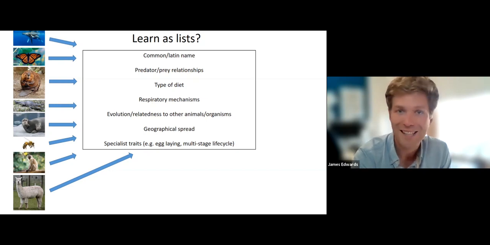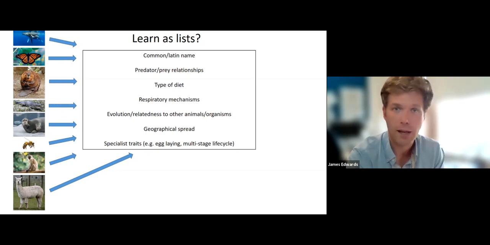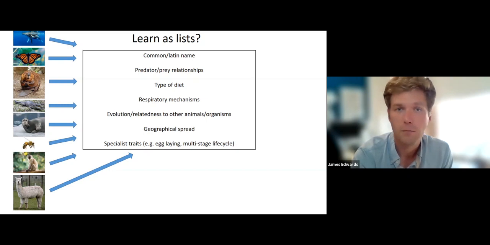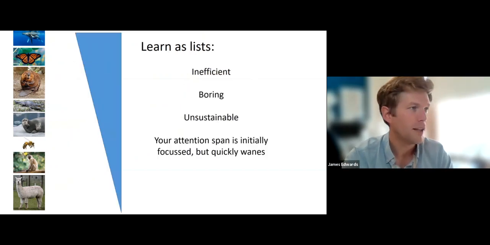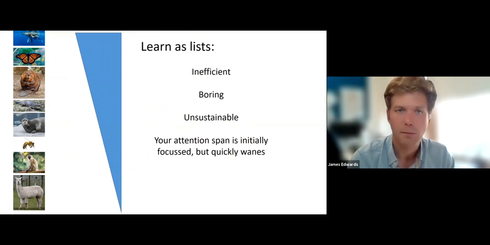So learning Latin names is useful because whether you're in the UK or the United States or France or Spain or Italy, you can call the same thing by the same name, so a universal name. You can think about its relationships with each other, the type of diet, where it's found, geographical spread, all these kind of things are useful. But again, the problem is if you organise them as lists, the same thing is going to be seen.